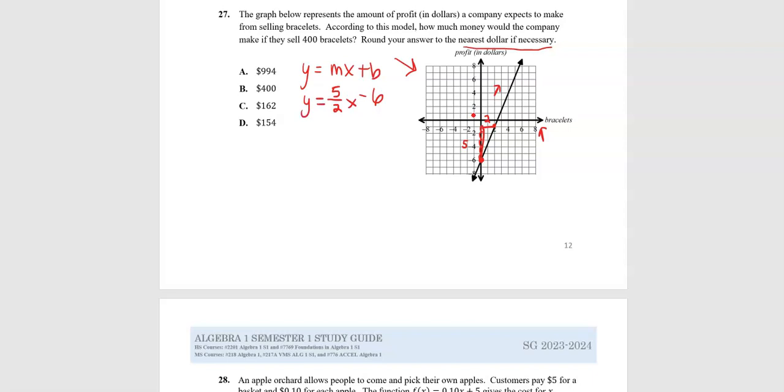Okay, I can double check my slope by finding a secondary point on here and just double checking that I did it correctly. 1, 2, 3, 4, 5. 1, 2. That is the correct slope. Therefore, my y-intercept and my slope are correct.